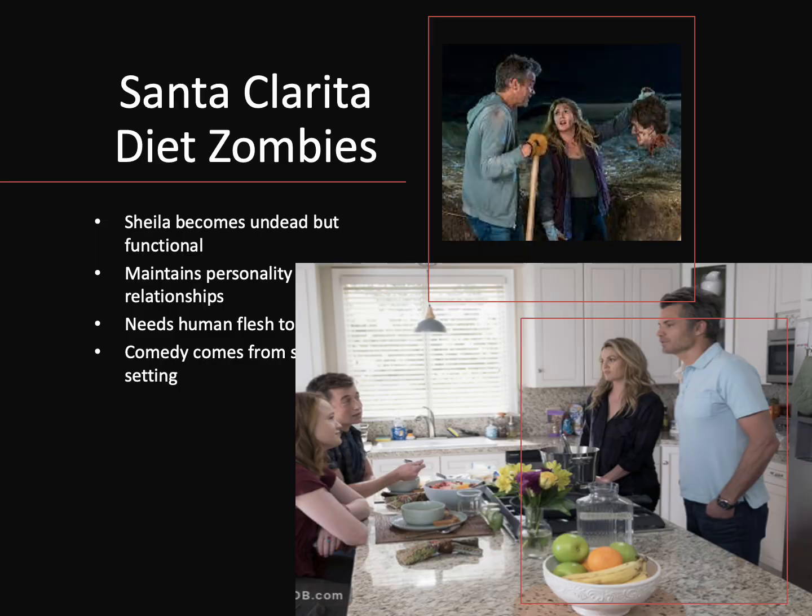In Santa Clarita Diet, the main character Sheila becomes undead, but she's very different from traditional zombies. She keeps her personality, her emotions, and her relationships. She's still a suburban mom trying to live a normal life, except now she has to eat human flesh to survive. A specific example of this is when Sheila and her husband Joel work together to kill people they justify as bad. The violence is graphic, but it's played for humor because it's happening in such a normal suburban setting.